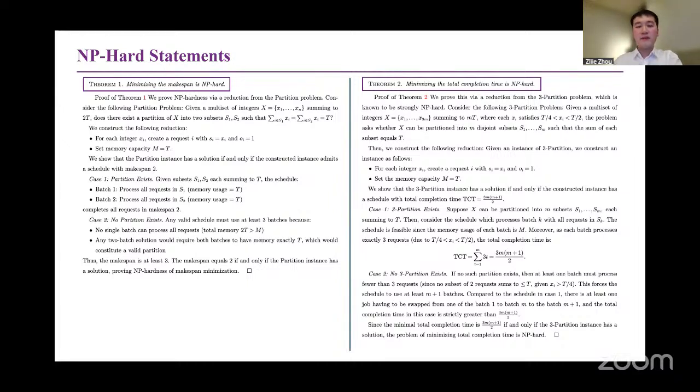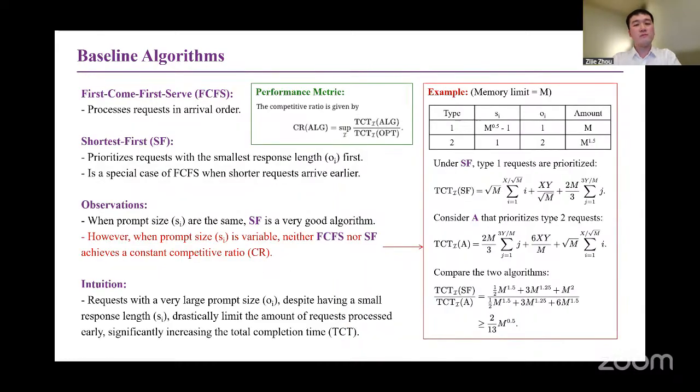Then we want to say that most of the algorithms used in real systems, because in real systems these companies use first come first serve or shortest first, do not work under this general model, or we say they have very bad performance. That's why these industries would like us to help improve this algorithm, right?